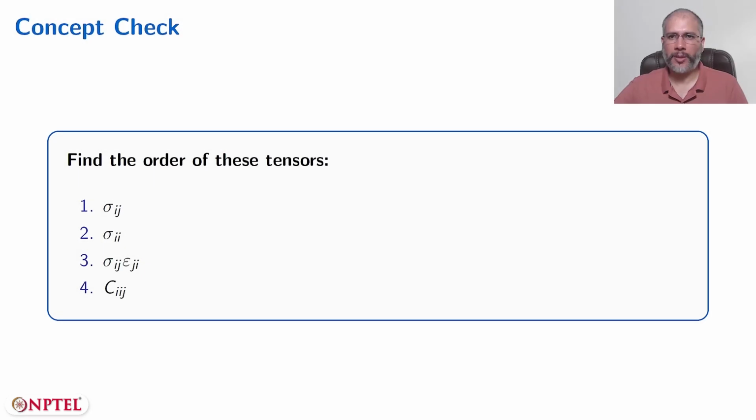We have 4 mathematical terms provided to us, and for each term we have to find out the order of the tensors that are given to us. Remember, the order of a tensor is simply the number of free indices in that tensor. So please have a look and count the number of free indices, which will be equal to the order of the tensor.